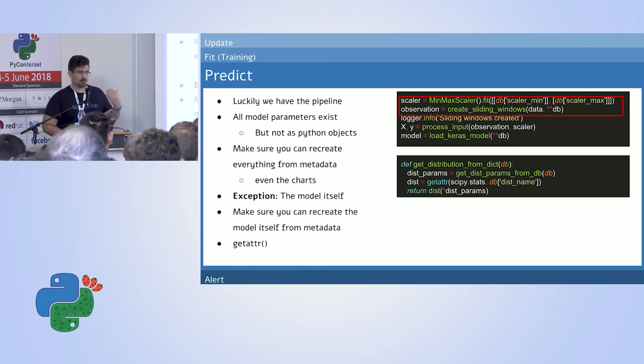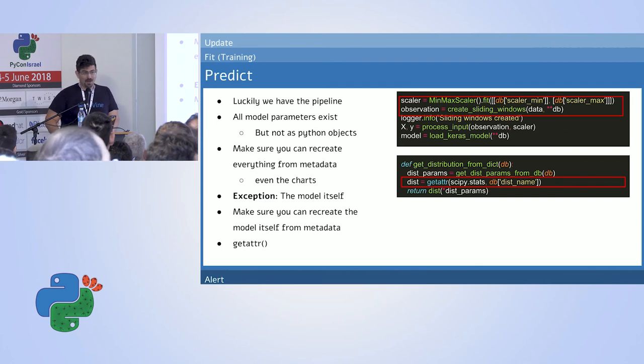One exception, the models themselves are pretty big, so you can't save them into a database, so save them into a file, but save the entire metadata that can recreate that file. Let's say S3 in New York stops working, that happened last year, you can just recreate that once you move to another server.